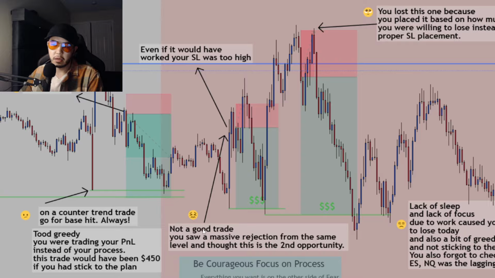I said, not a good trade. You saw a massive rejection from the same level and thought this is the second opportunity. Even if it would have worked out, your stop loss was too high. I think I meant to say you would have built a bad habit. And then this one, I said, you lost this one because you placed it based on how much you're willing to lose instead of proper stop loss placement, which is the point of invalidation, which is right here.